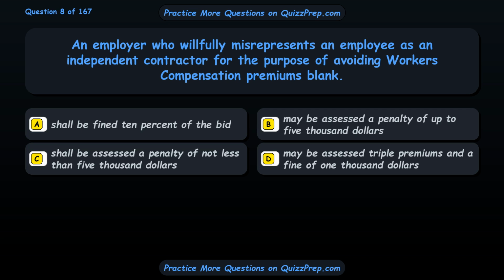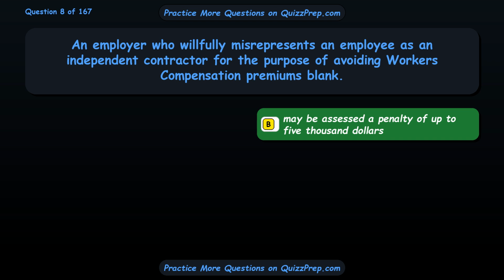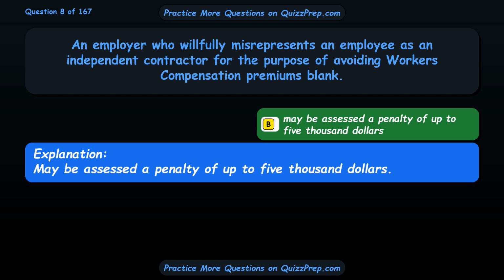Question 8. An employer who willfully misrepresents an employee as an independent contractor for the purpose of avoiding workers' compensation premiums blank. Option A, shall be fined 10% of the bid. Option B, may be assessed a penalty of up to $5,000. Option C, shall be assessed a penalty of not less than $5,000. Option D, may be assessed triple premiums and a fine of $1,000. The correct answer is option B, may be assessed a penalty of up to $5,000.